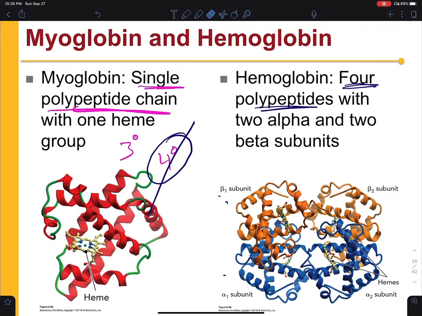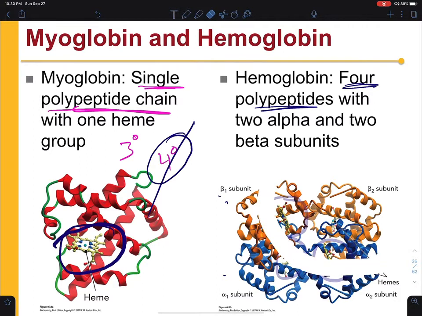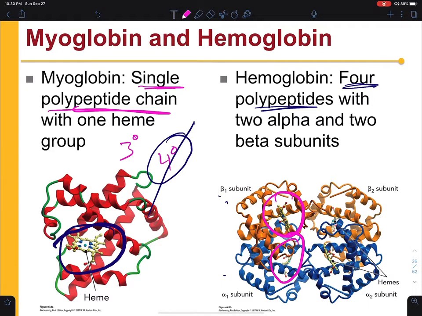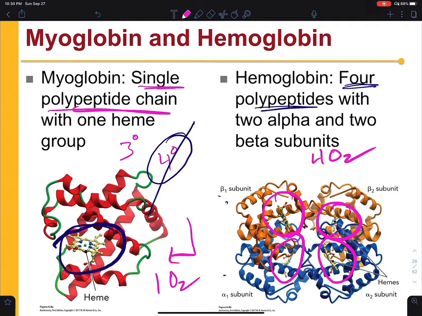So both myoglobin and hemoglobin bind to the heme group that we talked about earlier. Hemoglobin has four heme binding sites, and each of those is able to bind a molecule of molecular oxygen. So hemoglobin can bind a total of four molecules of oxygen, whereas myoglobin, because it only has one heme and one subunit, can only bind one molecule of oxygen.